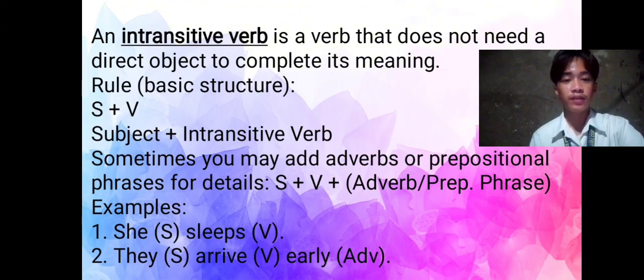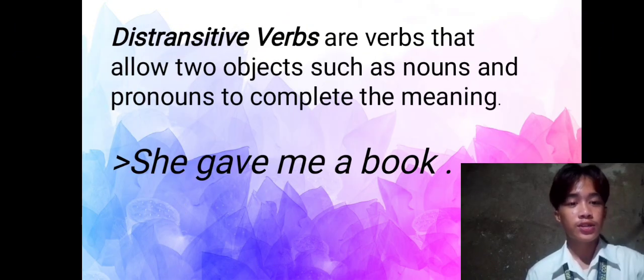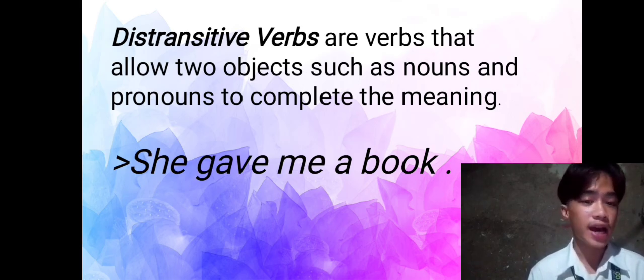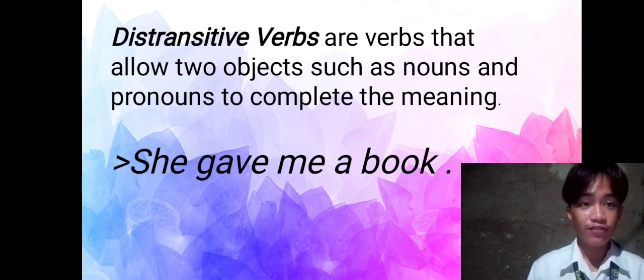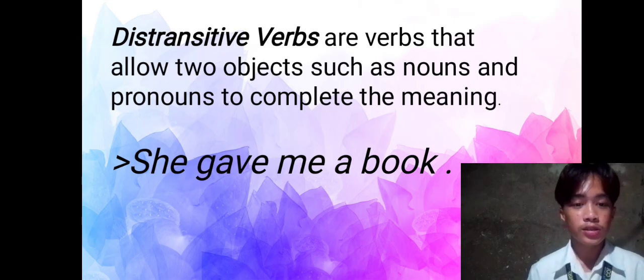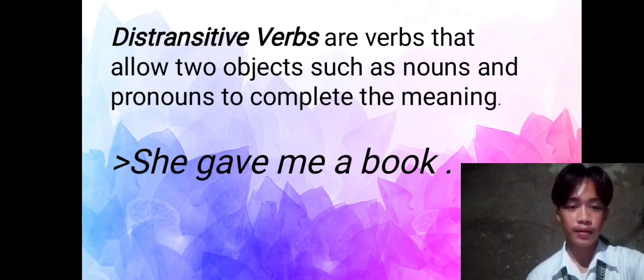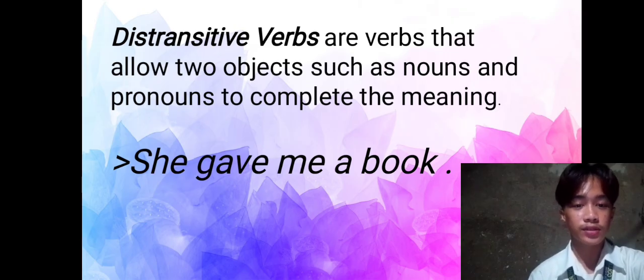So next we have the transitive verbs. These are verbs that allow two objects, such as nouns and pronouns, to complete the meaning. So we have the sentence here: She gave me a book. We have two objects here, which are the she and me. That is these transitive verbs.